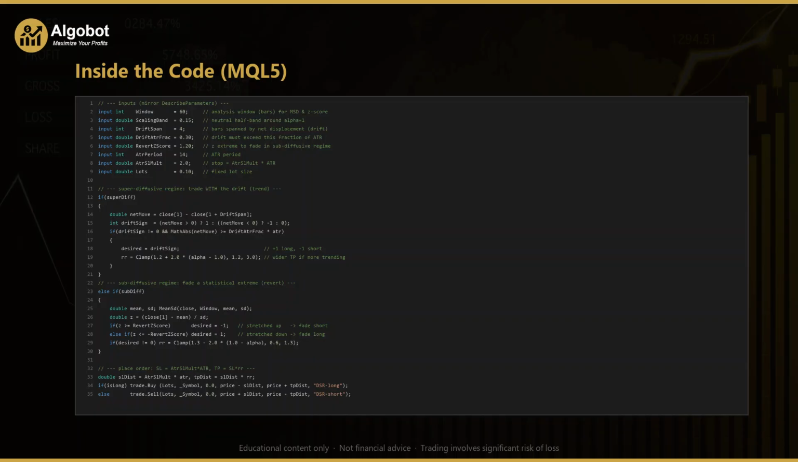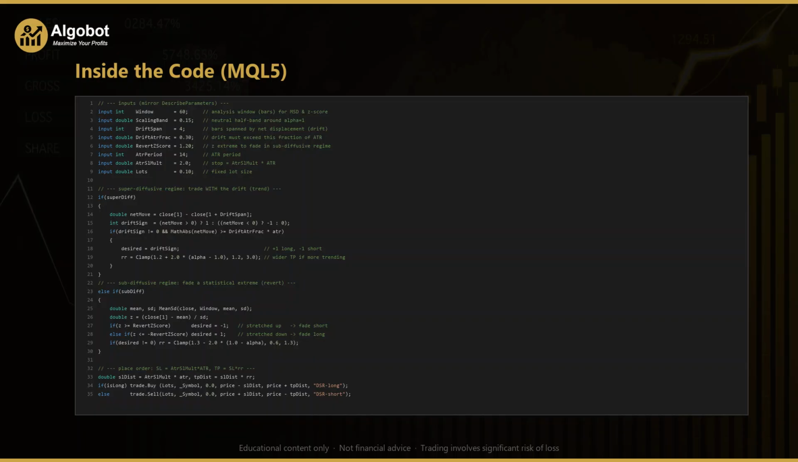It computes the mean and standard deviation of the window, turns the latest close into a z-score, and if that z-score pushes past revert z-score, it sets desired to fade the move, selling when price is stretched up and buying when it's stretched down. Finally, the order block sizes the trade.